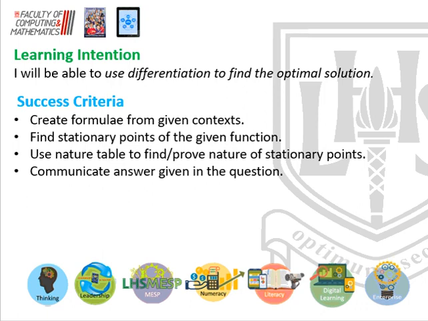The other context I like to use is economics. If you've got a formula that links cost to profit, you want to maximise the profit. So again, you're looking for a maximum stationary point.